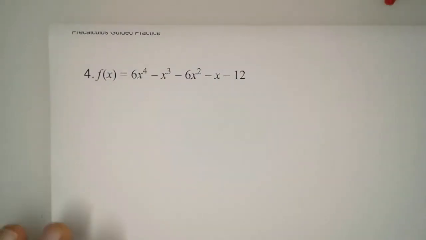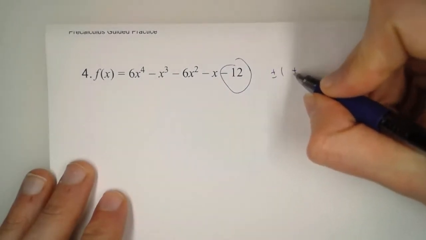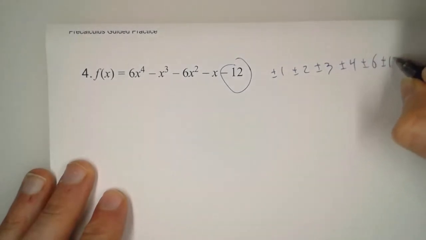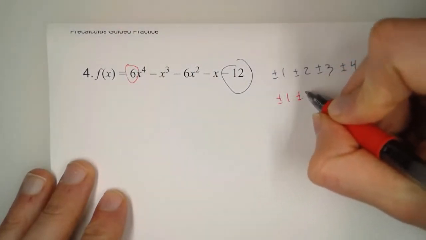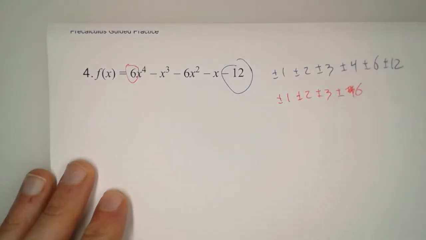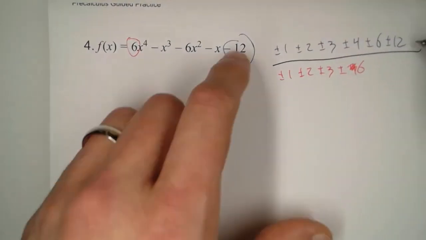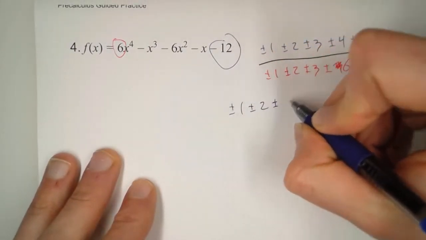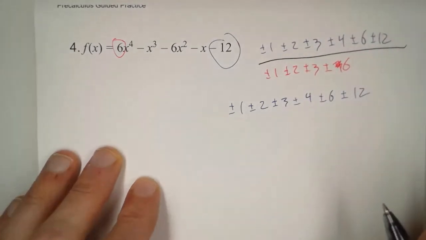All right, so for the last one, here we've got 12, plus or minus 1, plus or minus 2, plus or minus 3, plus or minus 4, plus or minus 6, plus or minus 12. Then we've got plus or minus 1, plus or minus 2, plus or minus 3, plus or minus 4. Nope, not plus or minus 4, plus or minus 6. So here we've got quite a list to go on. So if I divide them all by 1, I get plus or minus 1, 2, 3, 4, 6, 12.